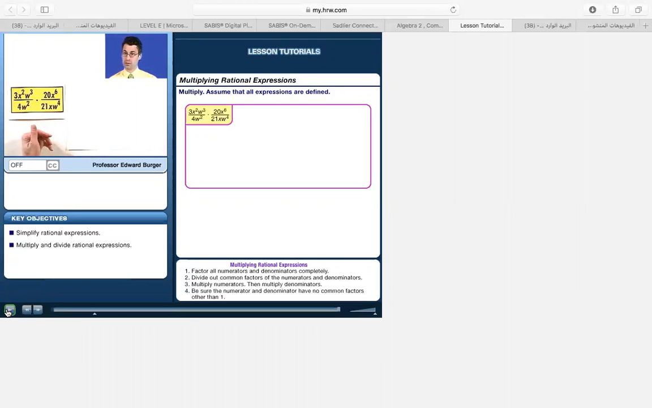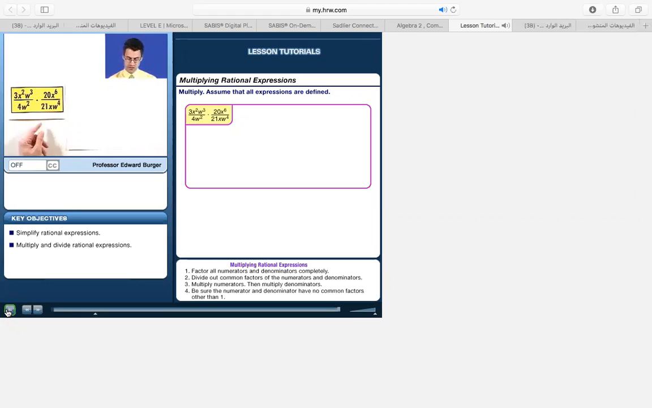What is he doing now? He's simplifying. He's finding the w's up and down, the x's up and down, the numbers up and down that he can simplify together. As we said, the first step is to factor all the numerators and denominators, then divide out the common factors of the numerators and denominators. So he's searching for the common factors up and down, and he's simplifying them.